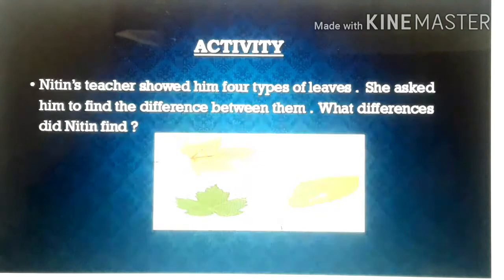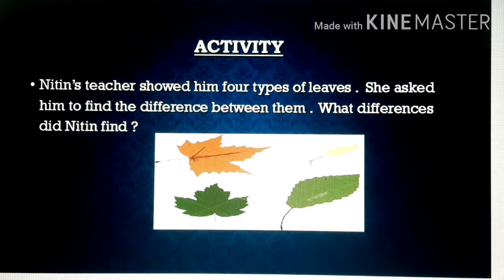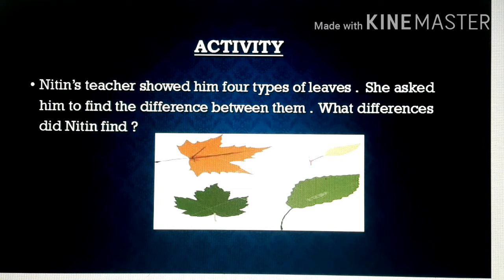So children, let's start with our new lesson, lesson 9, stems and leaves. Before starting with it, children, we'll just do a small activity. Let's do it. Nitin's teacher showed him 4 types of leaves. She asked him to find the difference between them. What differences did Nitin find?